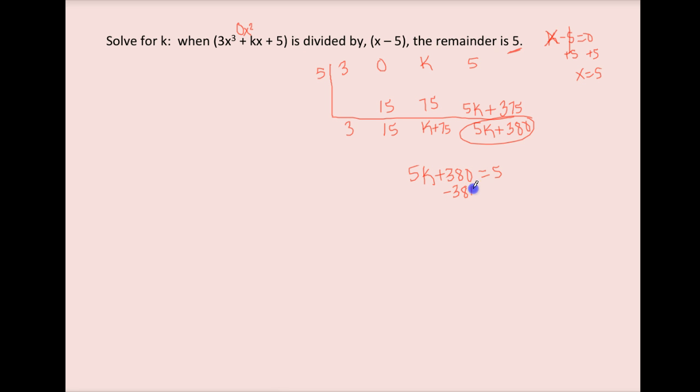I would subtract 380 from both sides. That gives me 5k equals negative 375. Divide both sides by 5, and I get k is equal to negative 75. So I know in this polynomial, this value of k would be negative 75.